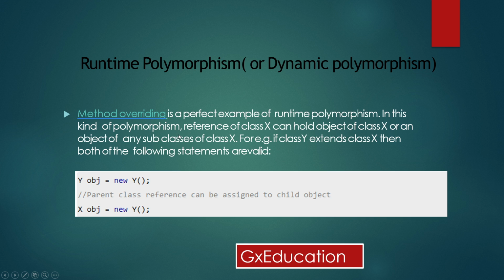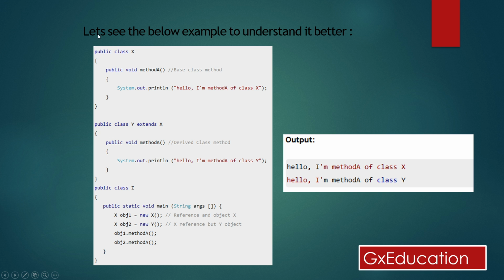Suppose that a perfect example of runtime polymorphism. Method overriding is a perfect example of runtime polymorphism. In this kind of polymorphism, a reference of class X can hold an object of class X or an object of any subclass of class X. So here is an example. Suppose Y object equal to new Y, then a parent class reference can be assigned to a child object, then X object equal to new Y. Let's see the below example to understand it better.